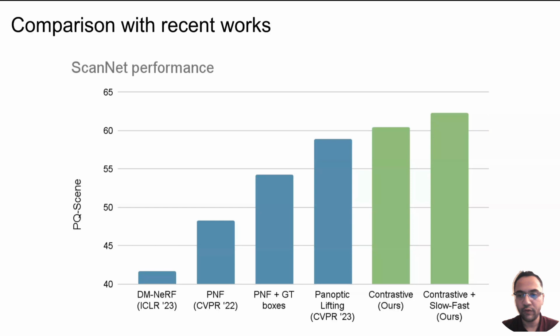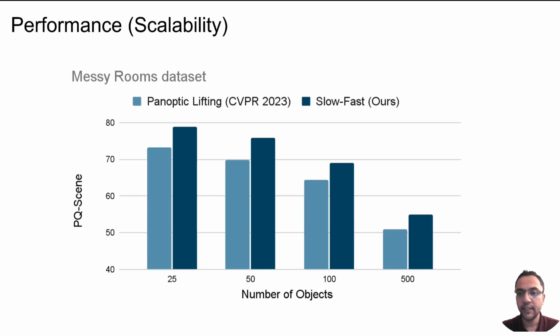Both the vanilla and slow-fast versions of our method achieve SOTA results with up to 3 points improvement in 3D consistent panoptic segmentation performance. We compare with Panoptic Lifting on our Messy Rooms dataset and observe that our method scales better with the number of objects in the scene.